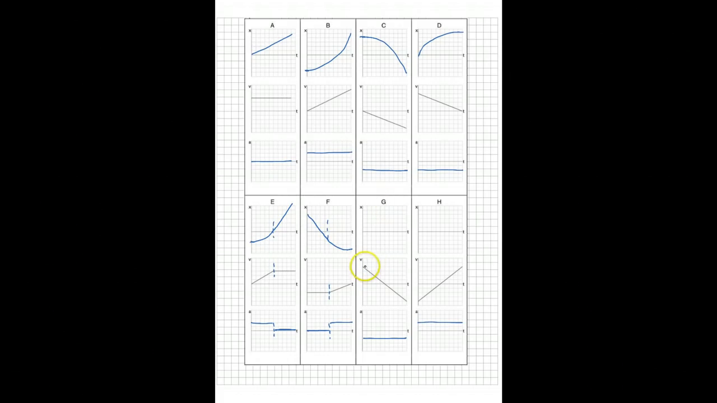In G, I start with a big positive slope, but in the middle, I should have a flat place, and then a big negative slope at the other end. So I start positive and get flatter and flatter until right there I have a flat spot, and then I get more and more negative. In H, I kind of do the opposite. I start with a big negative slope, and then I flatten out to 0, and then increase away.